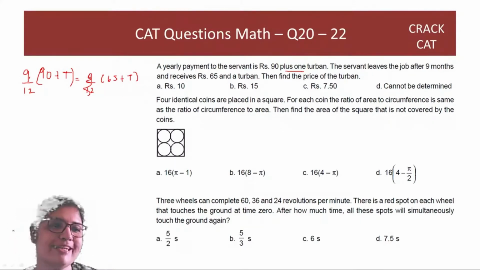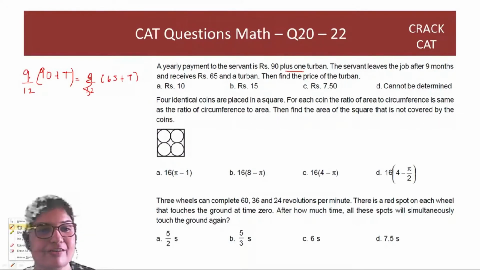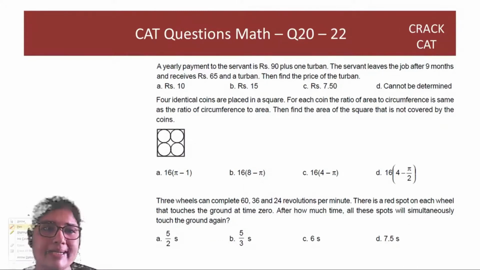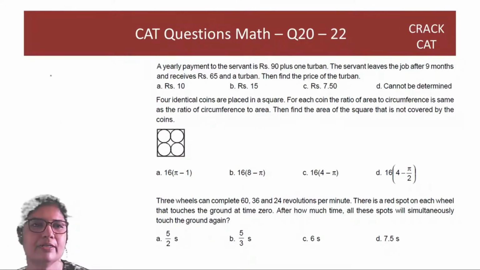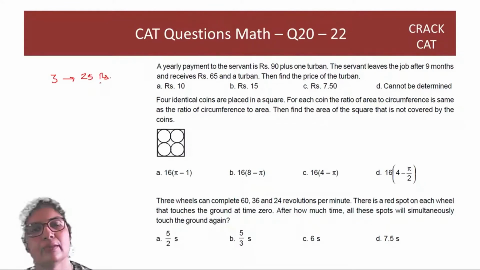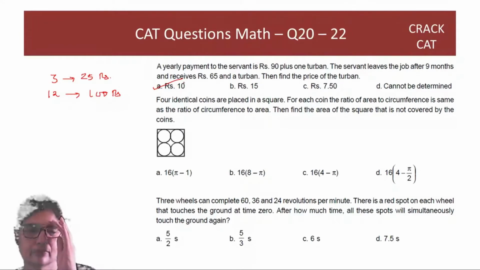So you can solve this, but let's look at a better way of solving. The reason I'm writing this equation wrong is because I've never solved it like this. A better way of solving it, guys, is to say, okay, when the servant didn't work for 3 months, the servant lost out on what? He lost out on 25 rupees. So for the full year, his payment must have been 100 rupees, which is 90 plus turban. So what is the turban? It is 10, right?